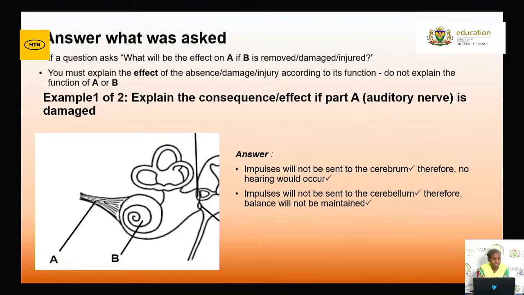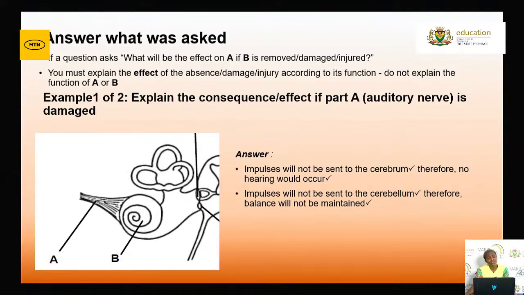Answer what was asked. If a question asks, what will be the effect on A if B is removed, damaged, or injured? Please remember that you must explain the effect of the absence, damage, or injury according to its function. Do not explain the function of A and B. And then I also have an example here. It is example 1 of 2, and it is as follows.